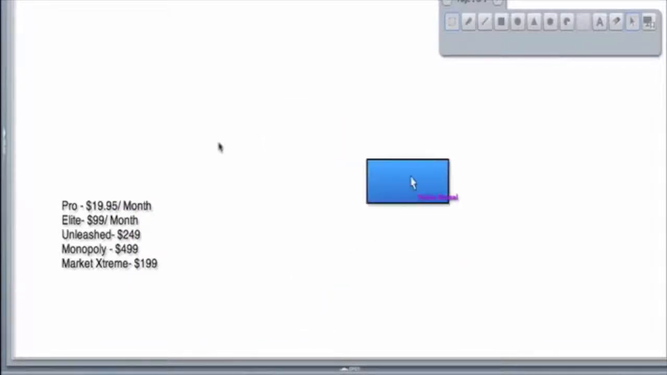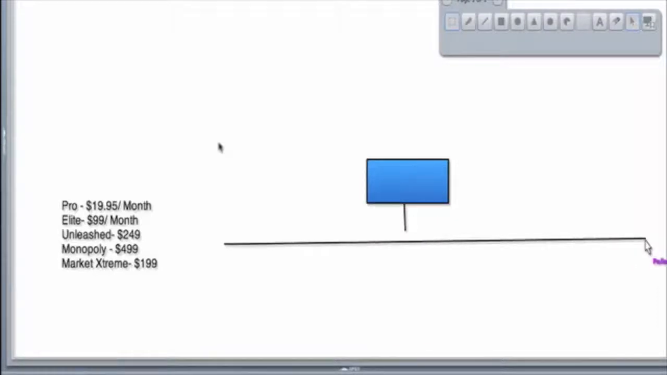Monopoly is $499, and we have Market Extreme, which teaches you how to do online marketing with these products, which is $299. Now these, sorry, $199. So these three products are pretty much one time, and the previous products are, as I told you, monthly. Now the beauty is that once we do so, we are exposed to a phenomenal affiliate marketing program also.